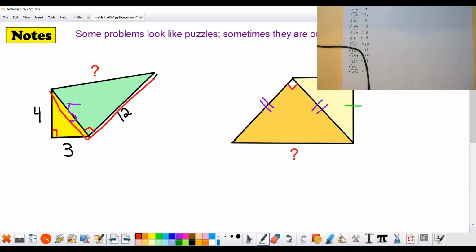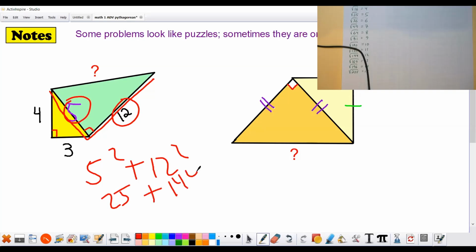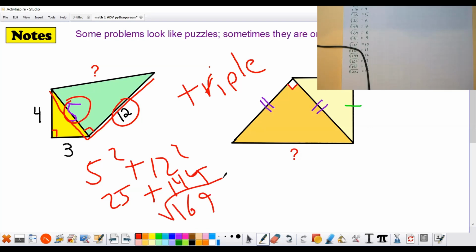Now you can do the other triangle. See, we got a right angle again. 5 squared and 12 squared. A couple people actually memorize this one too. This one actually comes out to be a perfect number. We call it a Pythagorean triple when it's perfect. That's 169. The square root of 169 is 13. It came out perfect, no decimals. Try the next one.